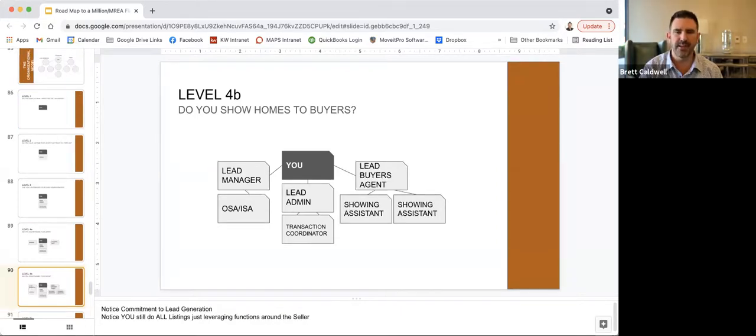And level 4B says, I put a date on the calendar where I no longer showed homes. I'm only in the listing side of my business now. And when I put that date on the calendar, I removed myself from the buyer side of the business. And where do agents make mistakes? They don't actually remove themselves 100%. They cherry pick the leads, or they keep the high dollar per hour leads and give the junk leads to everybody else or whatever. And you make your choices what's right for your business.